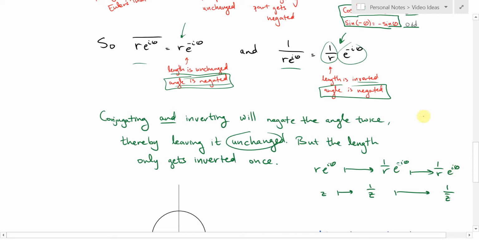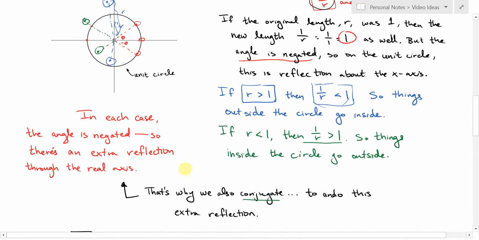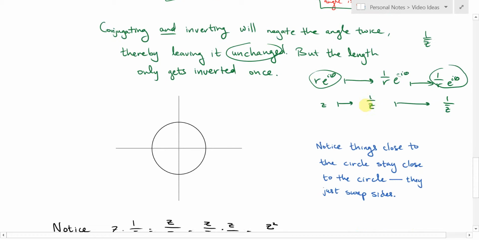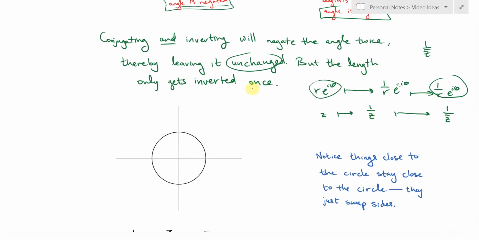So the overall equation for 1 over z bar, what does that equal? It sends r e to the i theta to 1 over r e to the i theta. It inverts the length, but it doesn't do that annoying flip with the angle that we had before with just regular old inversion. So let's just draw a picture of what that would look like. Now, outside the circle still means outside the circle, except now the angle is preserved. So outside turns into inside, but the angle is the same now. I don't have to do some weird little reflection here.